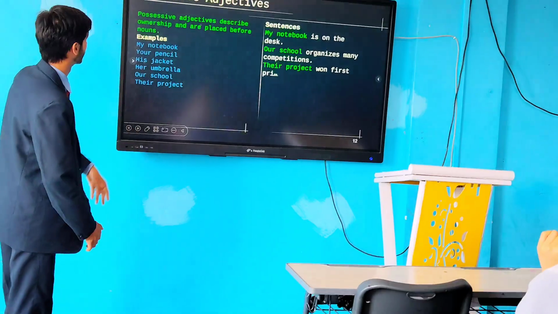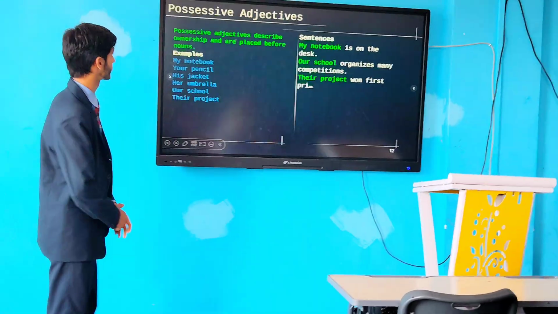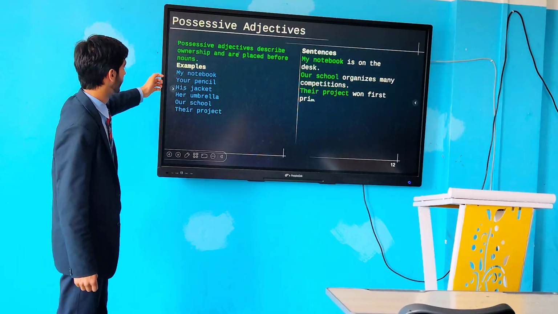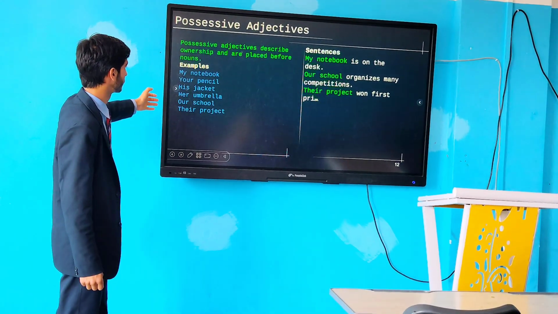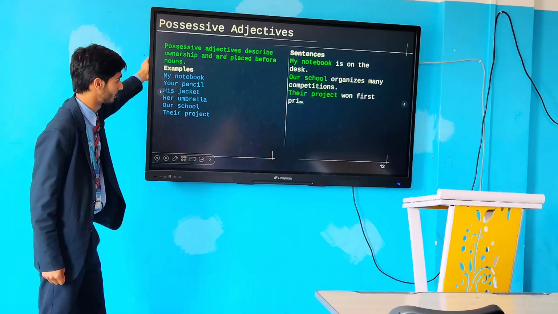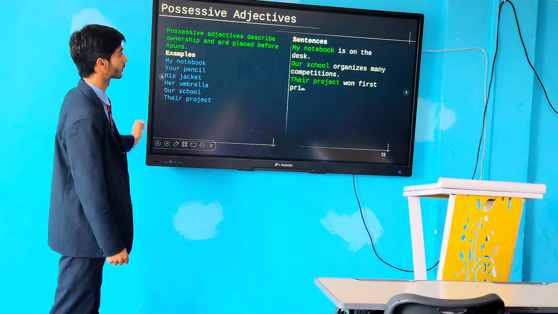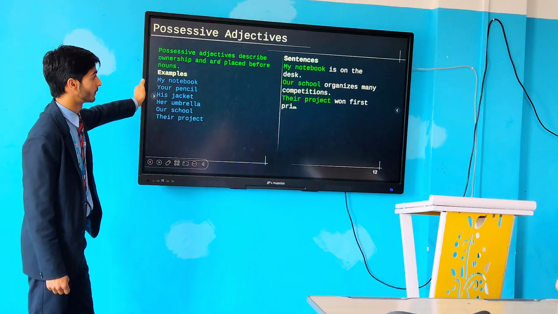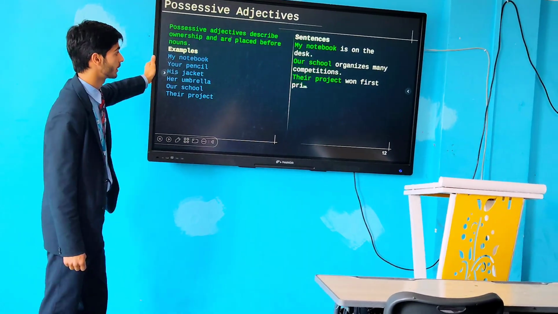Now, after that, possessive adjectives. Possessive adjectives describe ownership and are placed before a noun. Some examples include my notebook, your pencil, his jacket, her umbrella, our project, their project. Sentences include: my notebook is on the desk, our school organized many competitions, their project won the prize.